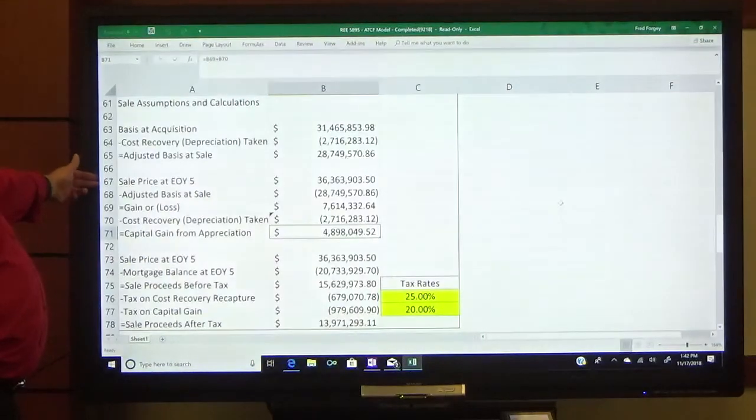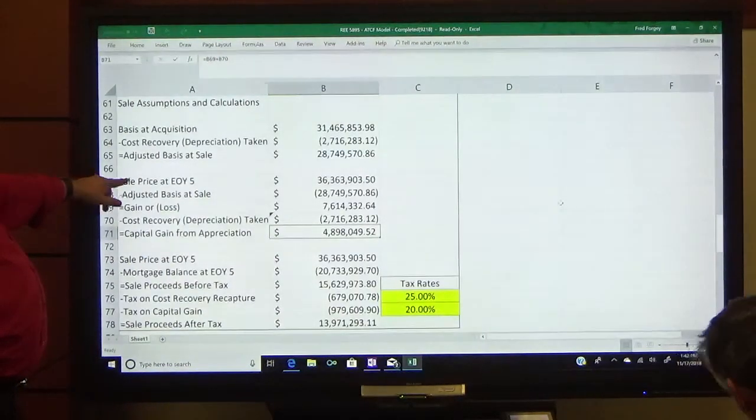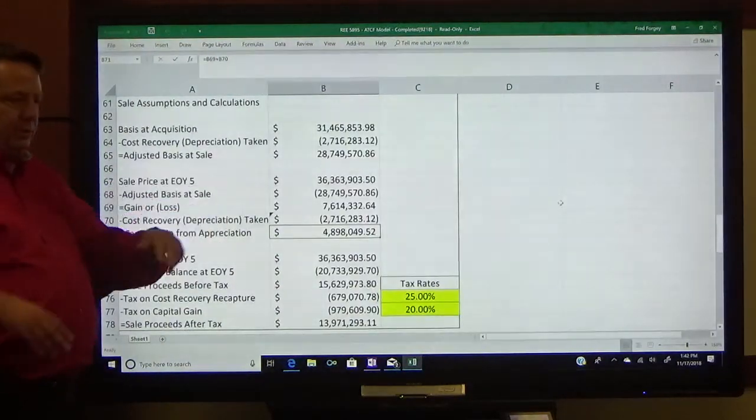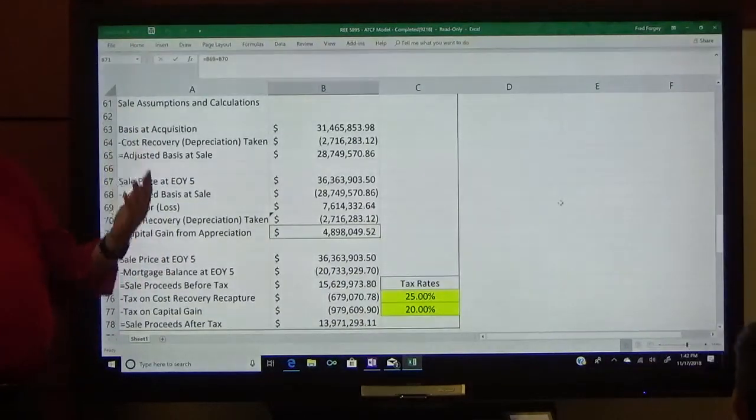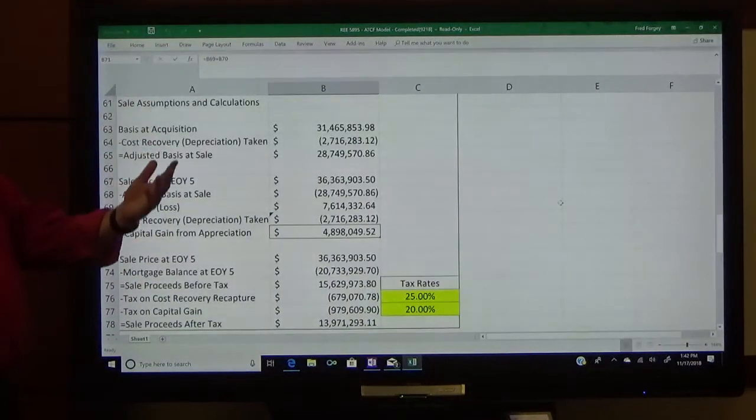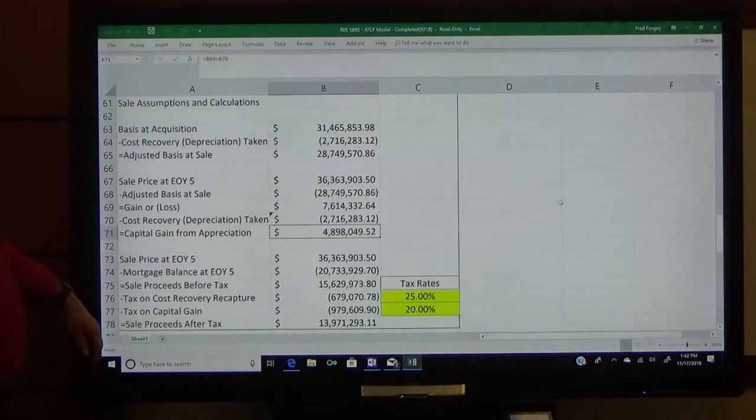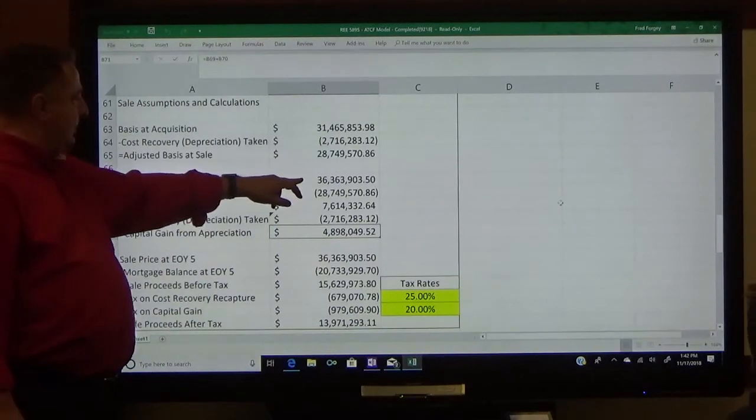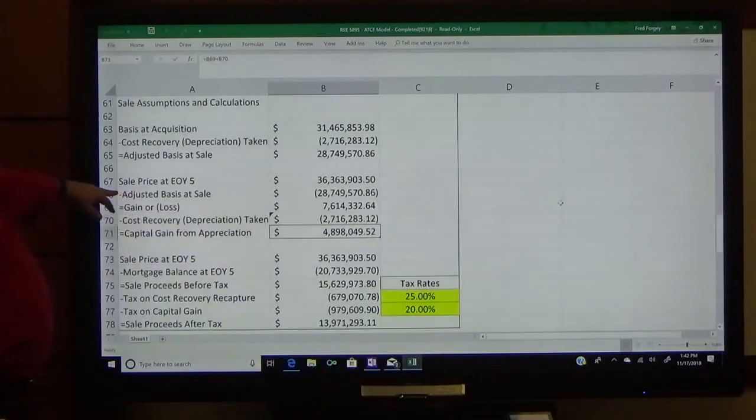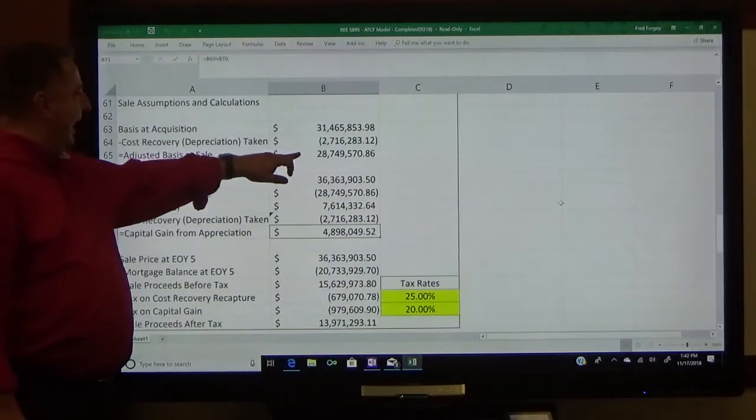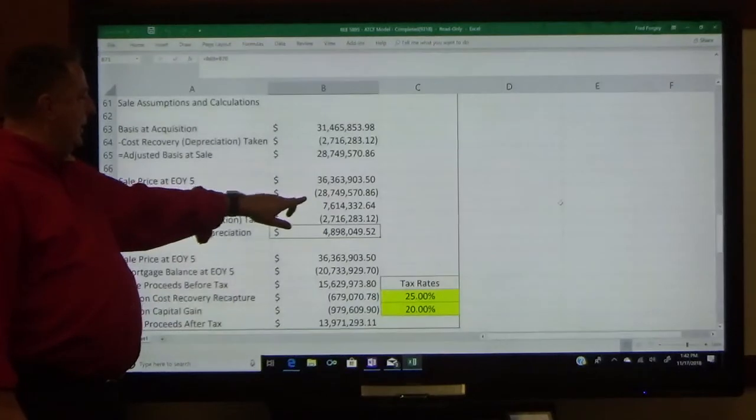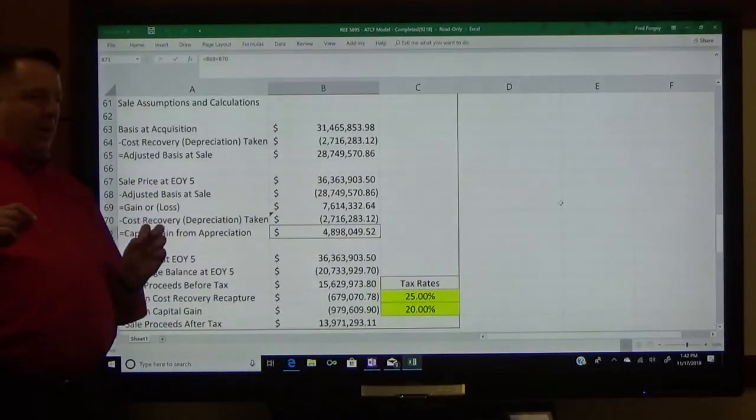So we start off with, okay, what do we sell it for here at the end of year 5, all right, which is based on, once again, the cap rate of 6.5% on the NOI for year 6 to give us the 36 million, okay? Then we subtract out this adjusted basis at sale because the IRS is saying that's the number right now that we value the property at, okay?